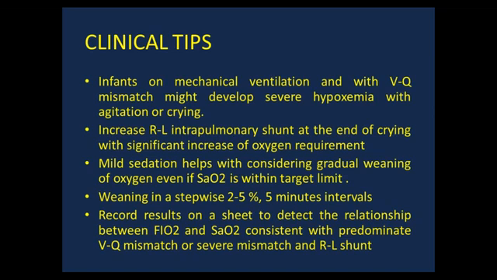Weaning should be stepwise, 2 to 5%, as we mentioned before, at 5-minute intervals. Record results on a sheet to detect the relationship between inhaled fraction of oxygen and saturation, and to detect consistency in your graph or the relationship with predominance of either ventilation perfusion mismatch or severe mismatch and right to left shunt.